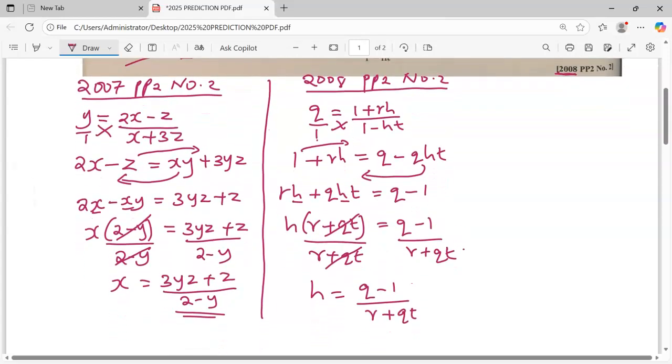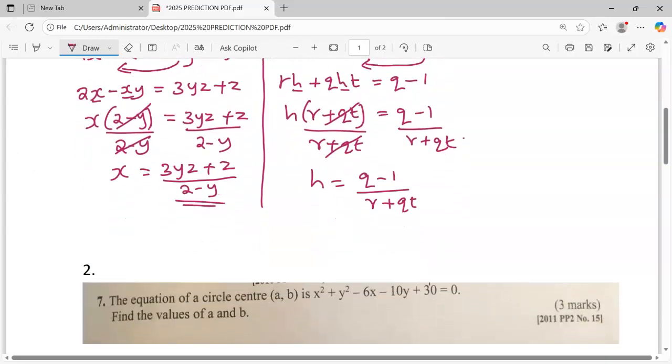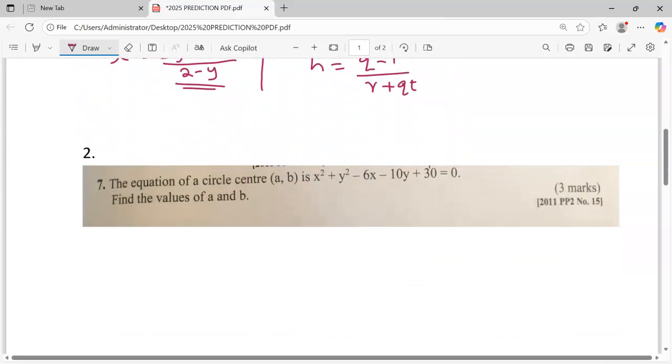We are now moving to another question, a question that was done in KCSE 2011, and this question is a question on getting the center and the radius of the circle.